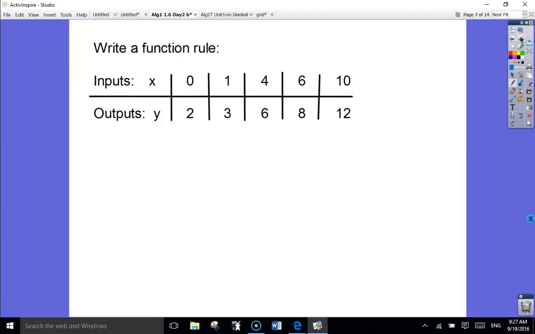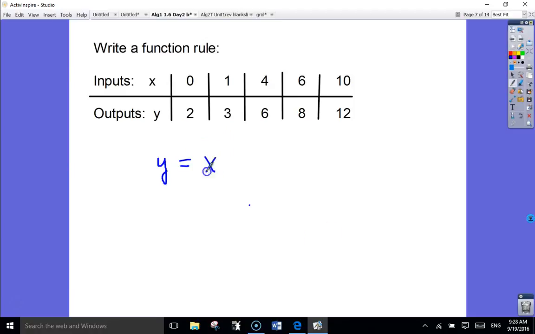Okay, let's write a function rule for this pattern. Since Y is the output, it's going to be solved for Y. What's going to be the expression on the right that describes what's going on between the inputs and outputs? Can you see a pattern? What are we doing to the inputs to get the outputs?